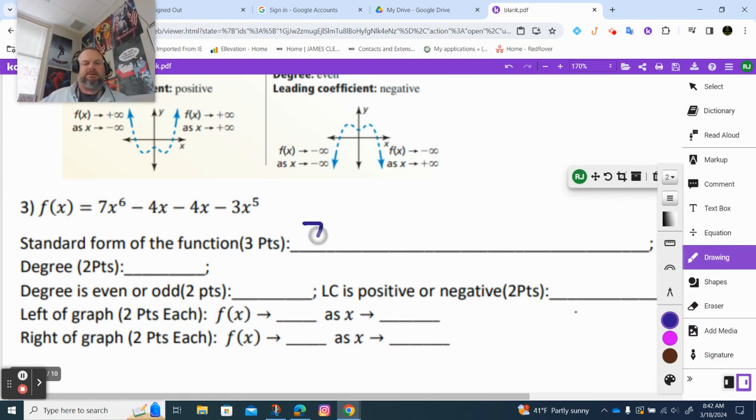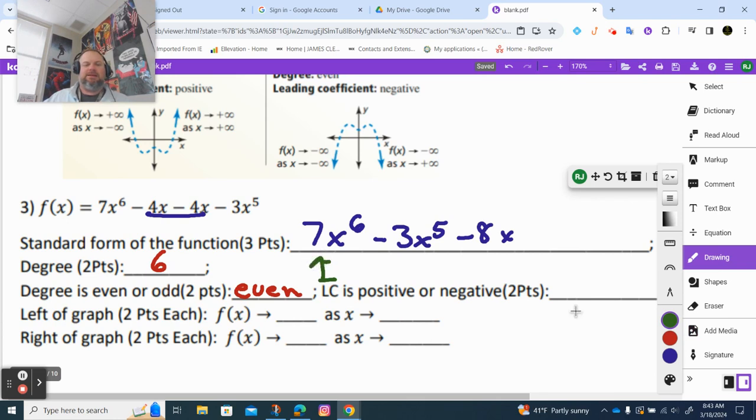All right. 7x to the 6th minus 3x to the fifth. Those two combine, minus 8x. All right. So the degree is 6. It is even. Even. All right. This is positive.